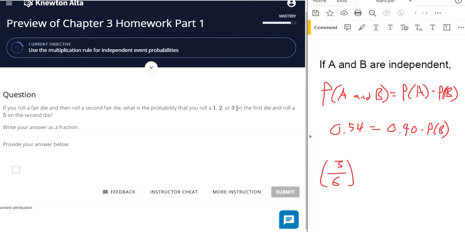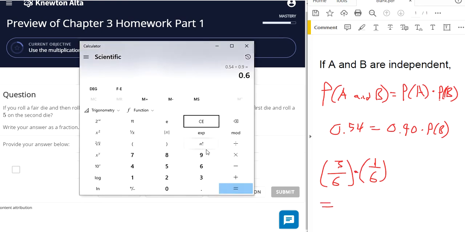And then what's the probability of rolling a 5 on the second die? There's only 1 out of 6 ways of doing that. Now the two dice rolls don't impact each other, right? Getting a 3 on the first die doesn't mean you're going to get a 3 again on the second die. Getting a 5 doesn't mean you're going to get a 4 the second time you roll it. So they're independent. So to find the probability of both these things happening, we multiply.